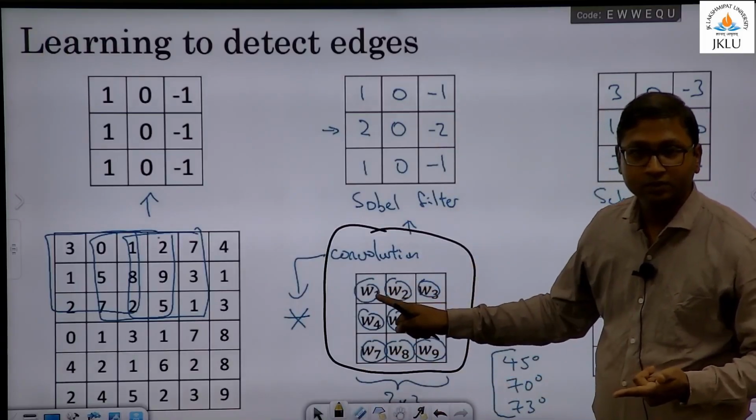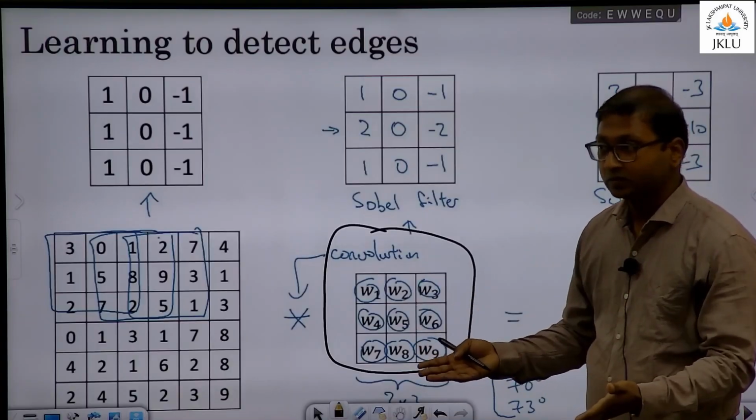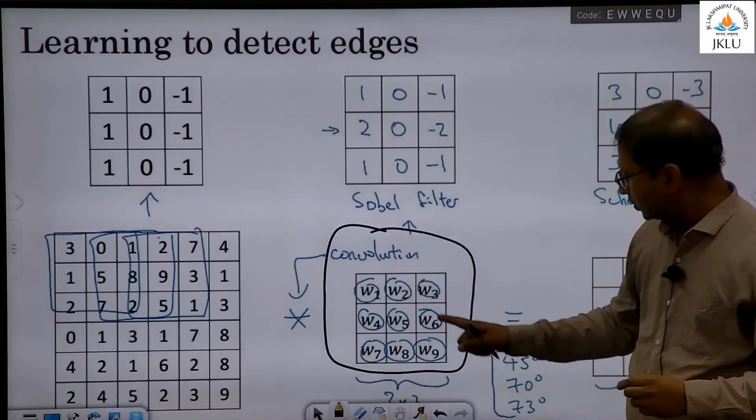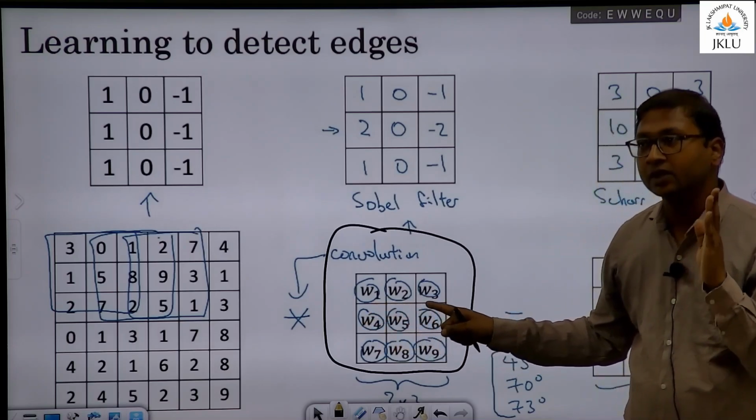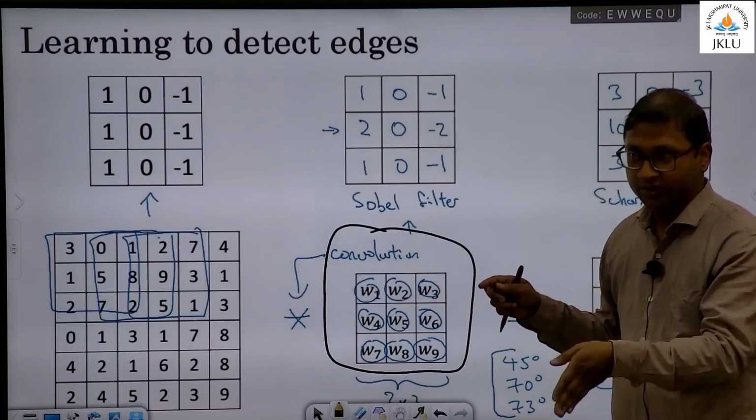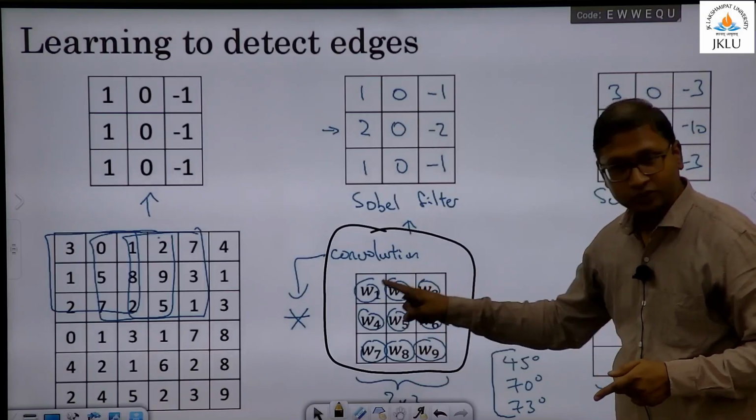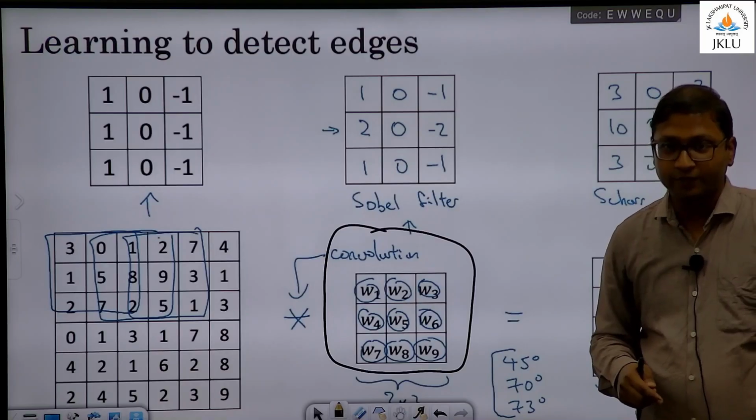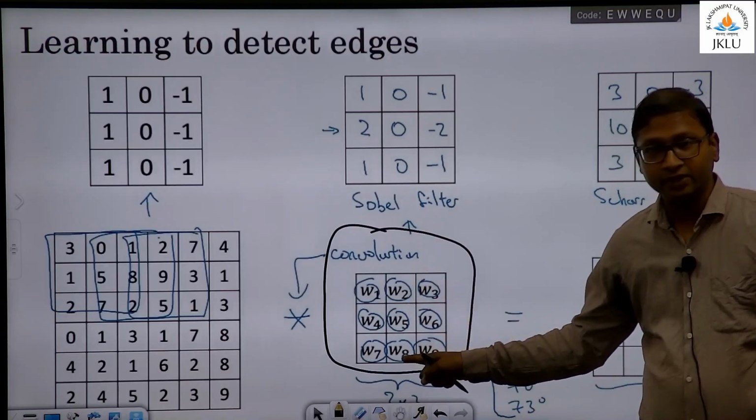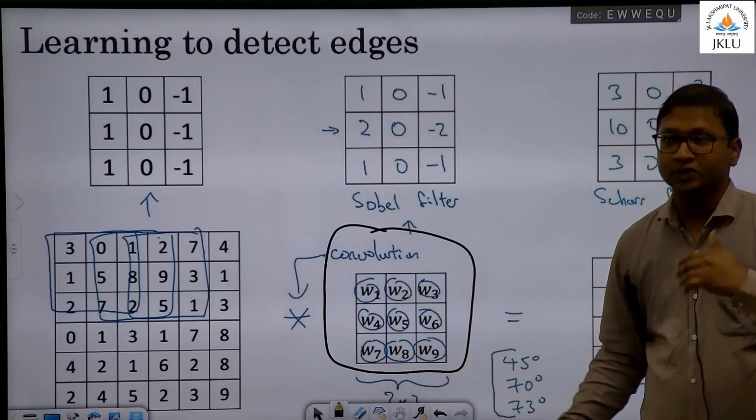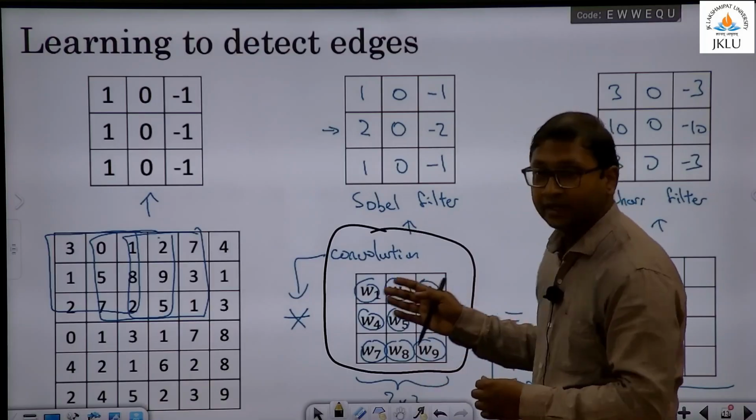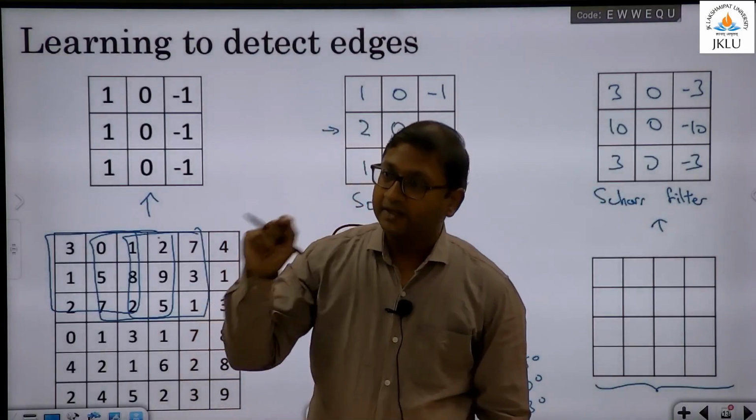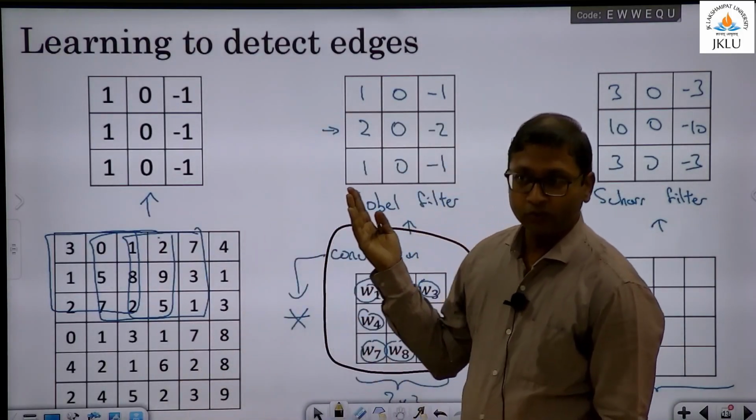What does this mean? Let the network learn whatever filter it wants to use. Okay? So if the network wants to use a vertical edge detector, what will be the corresponding values of these guys? W1, W4, W7 will be 1, these guys will be 0, these guys will be minus 1, and so on. So we are saying don't fix the filter, rather let the network learn whatever filter it wants to use.